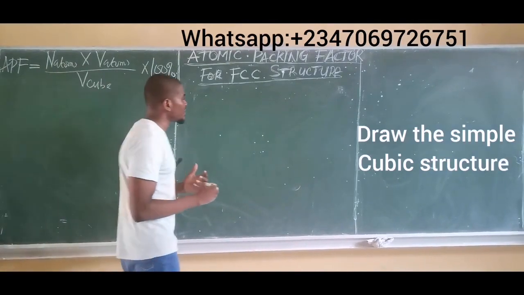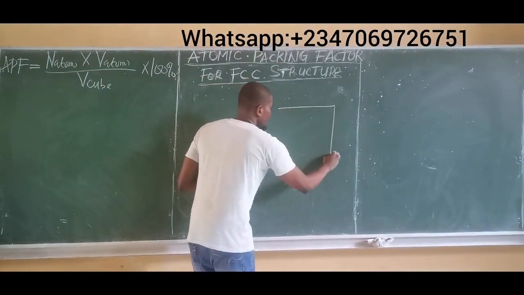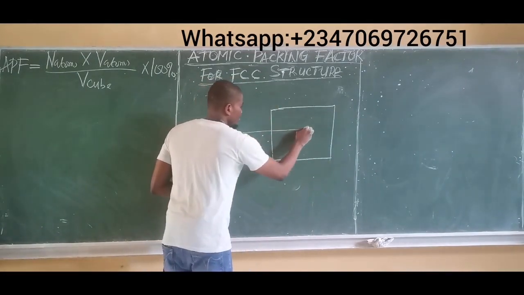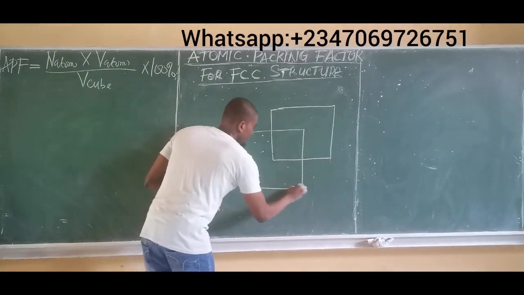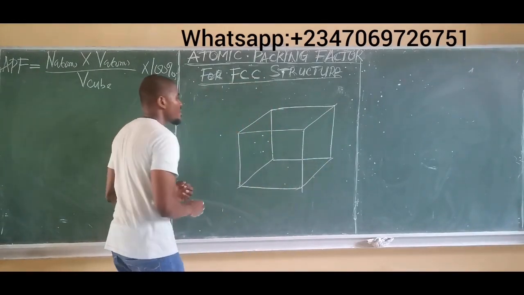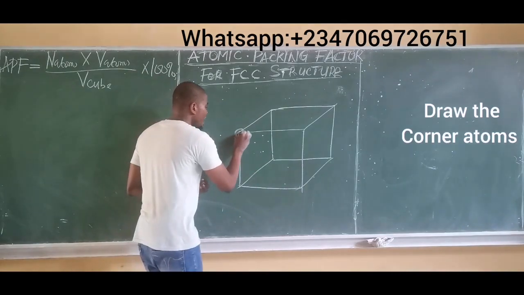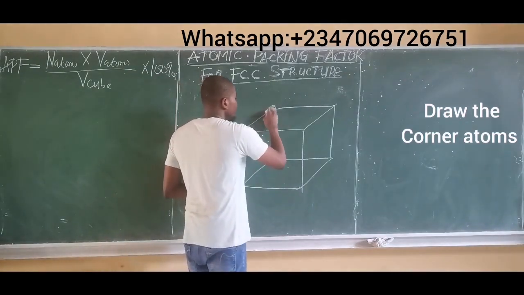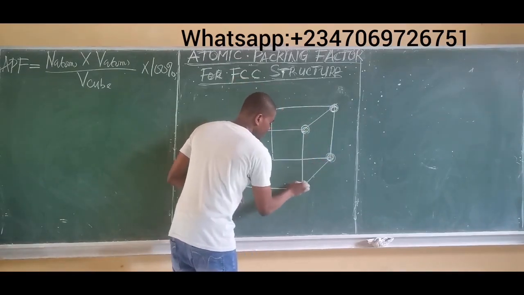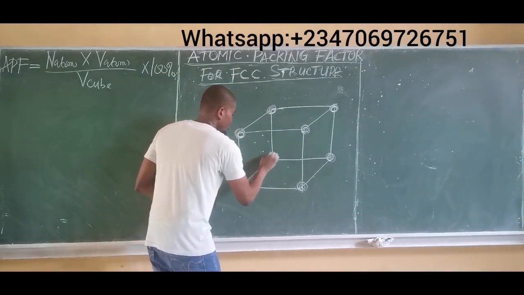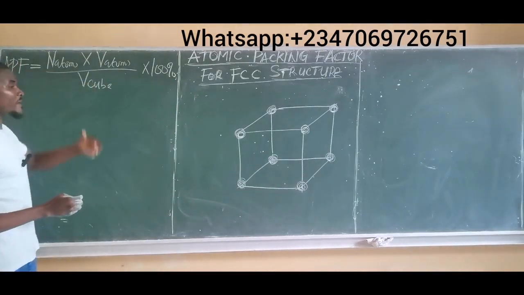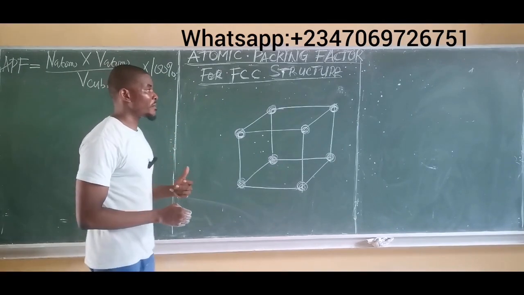Now I will start by plotting my simple cubic structure. Now, for a simple cubic structure, there are atoms at the edge of the corners. They are all atoms at the corners. So just shade all the corners to indicate atoms. Now, if you take a look at the formula, we said number of atoms multiplied by the volume of atoms, which means we need to find the number of the atoms.